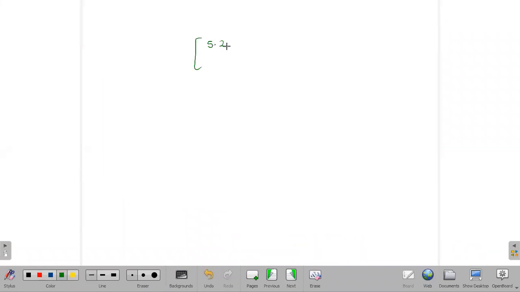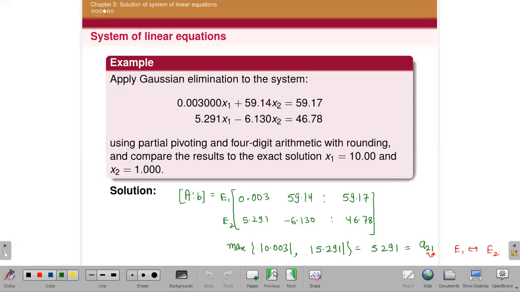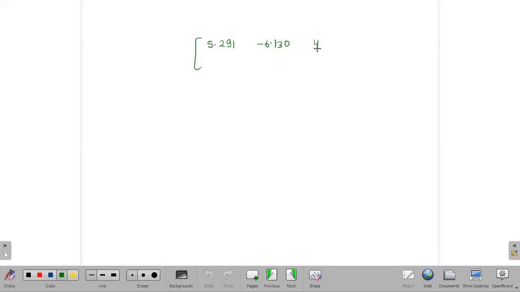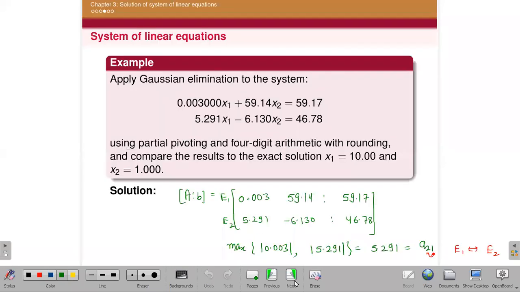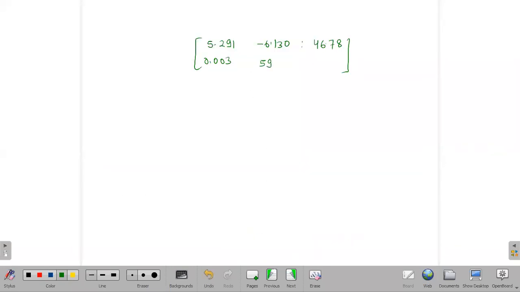So replace the first row with the second row, then you will get 5.291, minus 6.130, 46.78, and 0.003, 59.14, 59.17. So now it has become the first row, and that has become the second row.